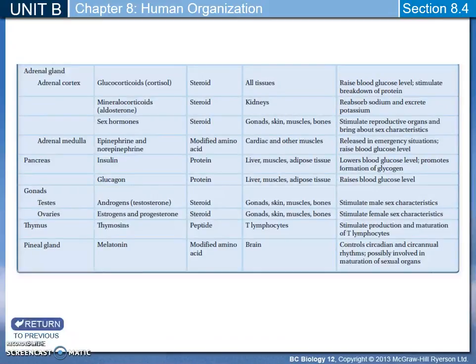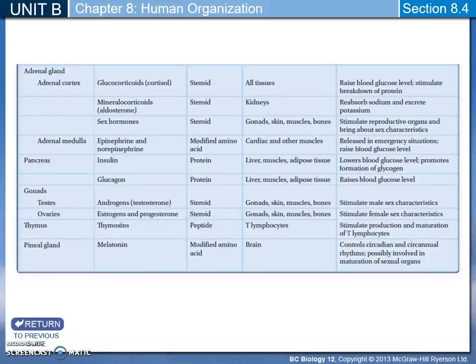And then we have the adrenal medulla, which we've come across before, which produces epinephrine and norepinephrine, and this is released in emergency situations. Again, here's the flight or fight situation, and it raises blood glucose levels. With the pancreas, we have insulin produced, which lowers blood glucose level and promotes formation of glycogen. And then we have glucagon, which raises blood glucose levels.